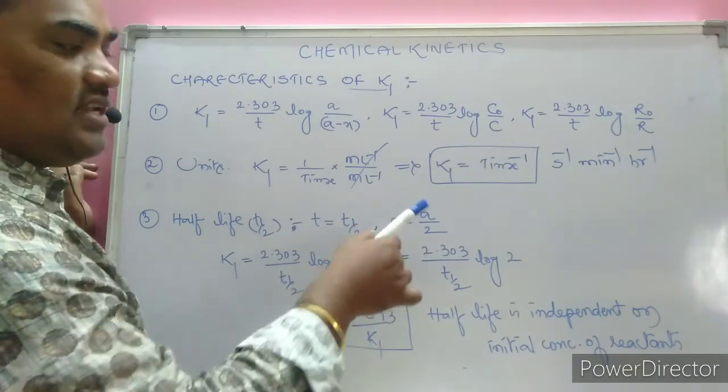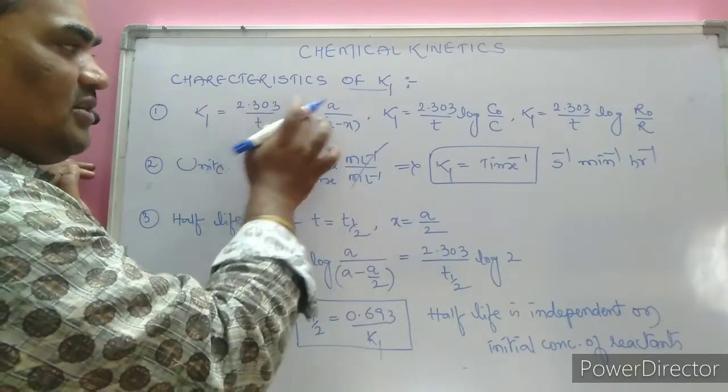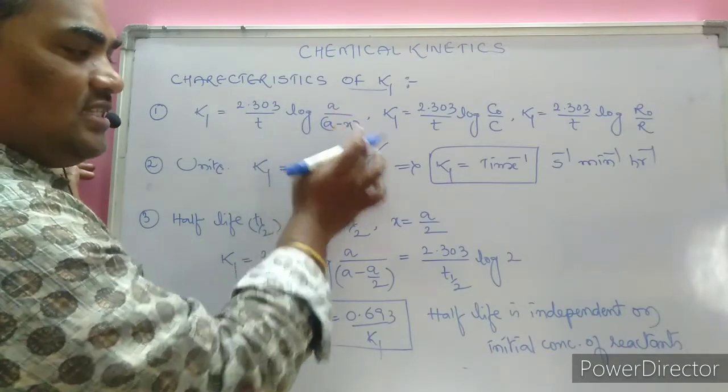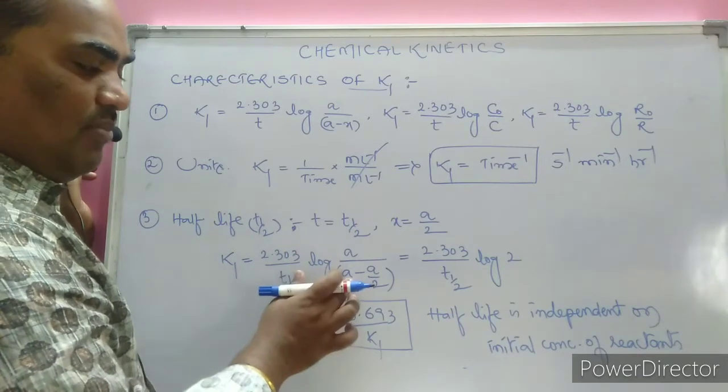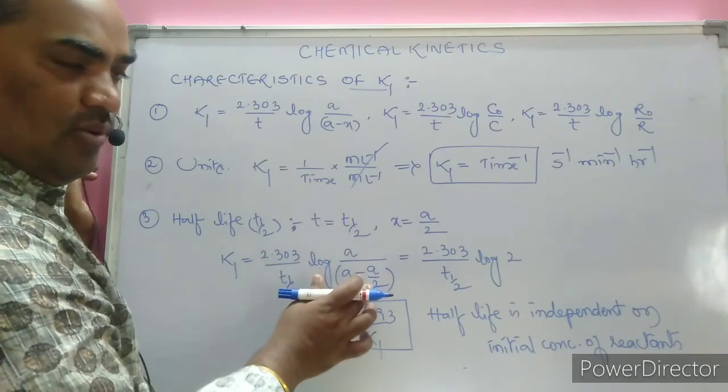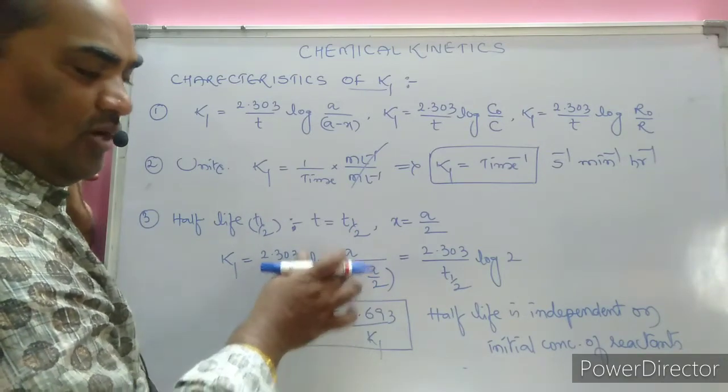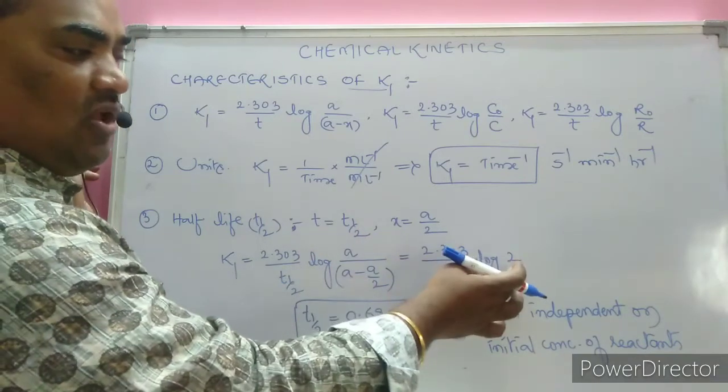Half of the reactant is nothing but a by 2. In the above expression, x is replaced by a by 2. Then 2.303 by k log a by a minus x is nothing but a by 2. a minus a by 2 is a by 2. a gets cancelled, left is log 2.